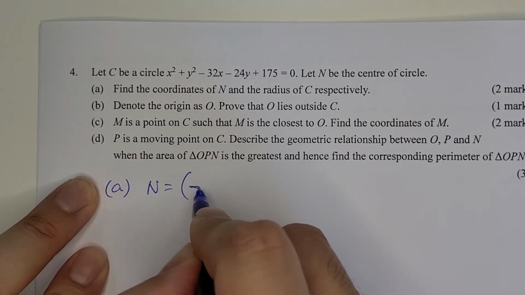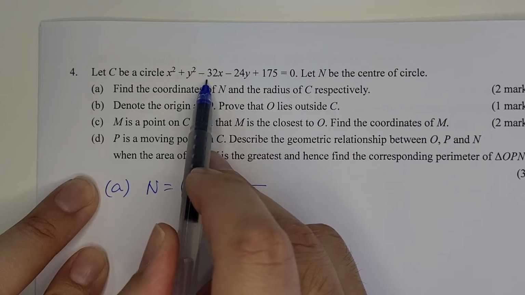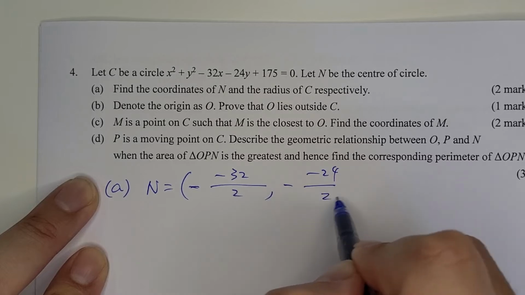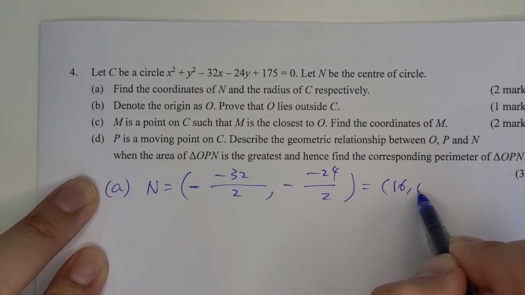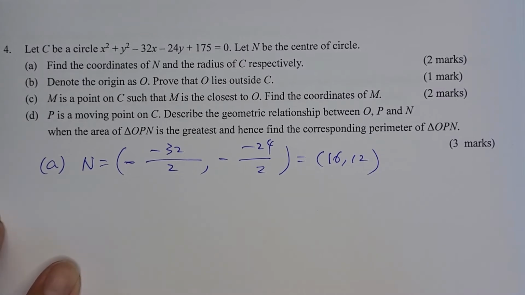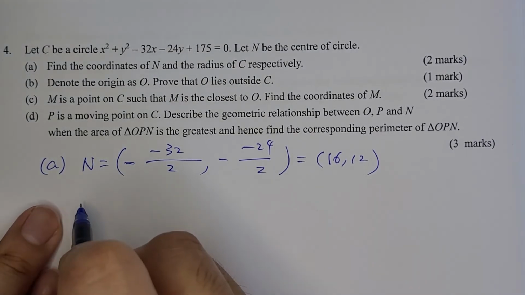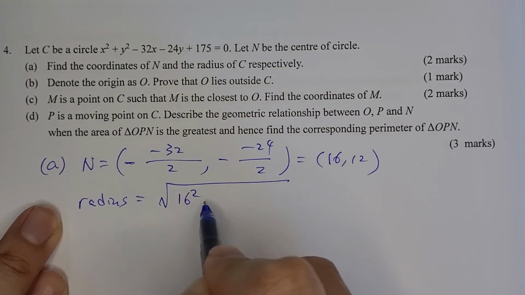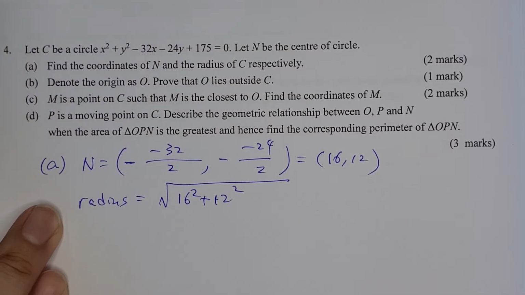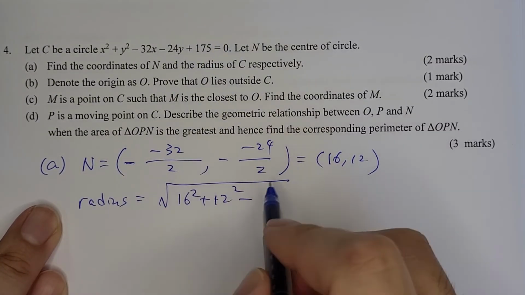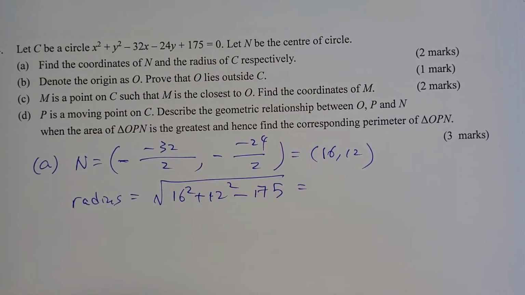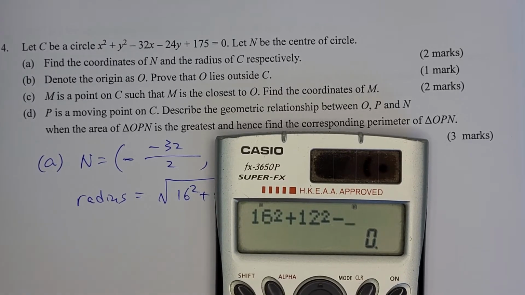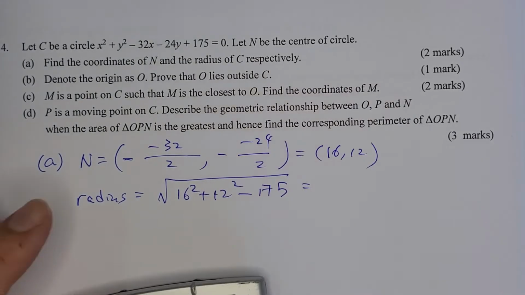The coordinate of the center, that is negative d over 2, that is negative 32 over 2, and negative e over 2, and you get 16, 12. That is the center of the circle. How about the radius? That will be the square root of the x coordinate squared plus the y coordinate squared minus the constant term f, 175. So let's check: 16 squared plus 12 squared minus 175, and take the square root. That's 15.